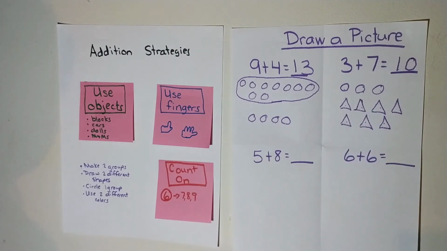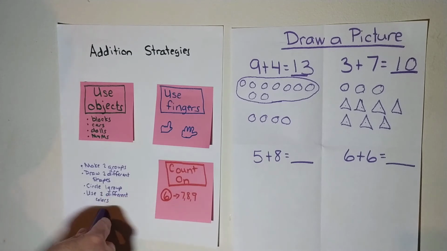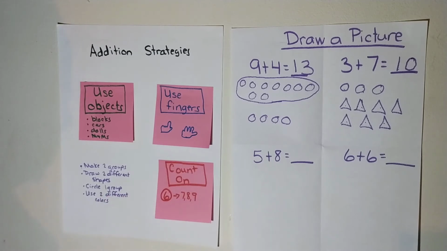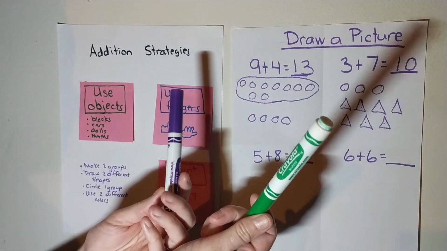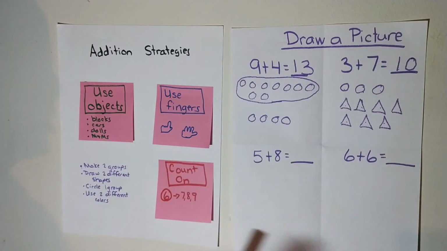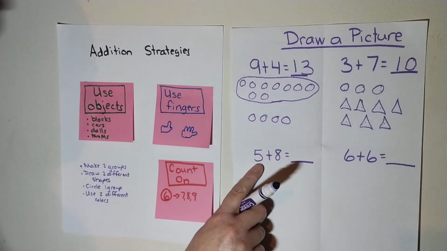One of the other things it talked about was using two different colors. If you have available two different colors, like this, you can do that. At school, with dry erase markers, most of the time we had to stay with one color, so that was not an option at school. All right, so let's try that on here.